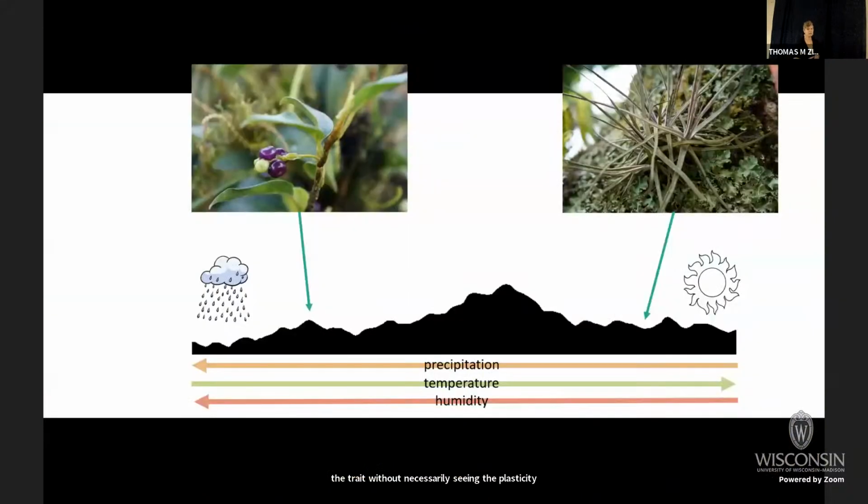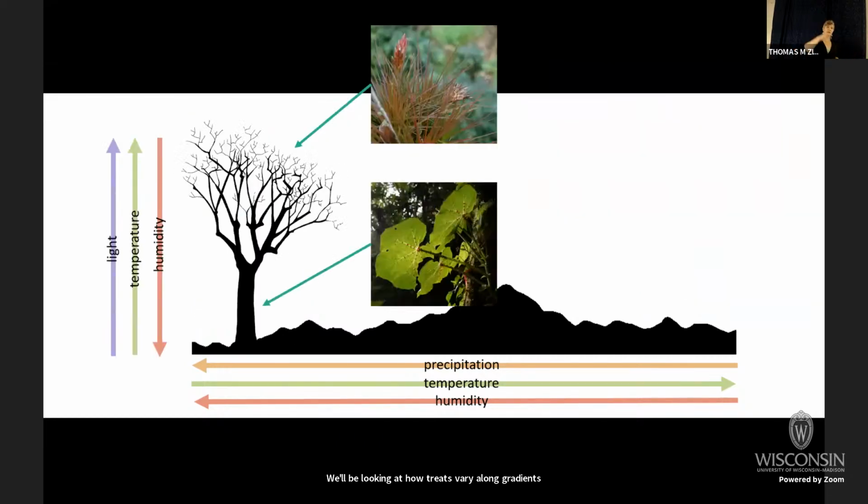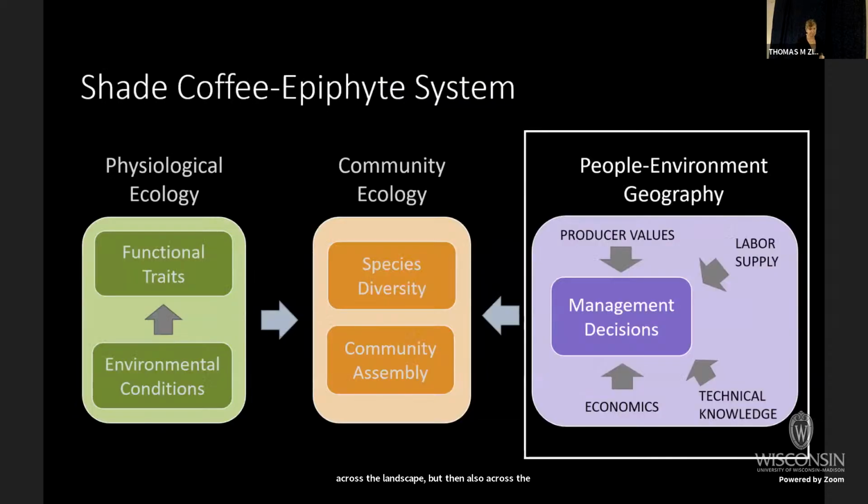So that's the work that I'm doing now. We'll be looking at how traits vary along gradients across the landscape, but then also across the gradients that exist within an individual tree. All right, back to the coffee. So now I want to talk about the farmer piece of this puzzle.